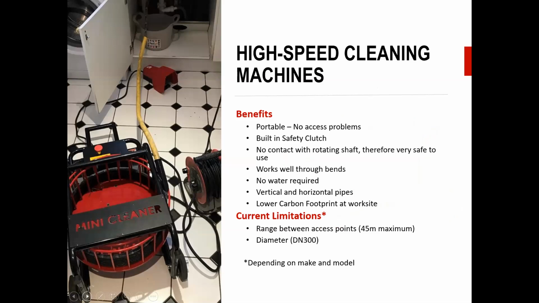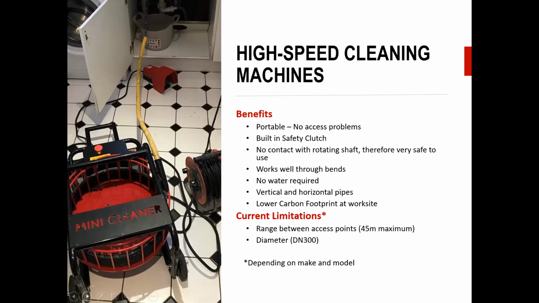The new one we're going to talk about now is what we call high-speed cleaning machines. These are, again, like the traditional electromechanical machines. They are very portable. They generally have a built-in safety clutch. The steel shaft that rotates has a plastic outer casing on, so the operative using the machine is holding the outer casing. They're not actually holding the shaft that's rotating.